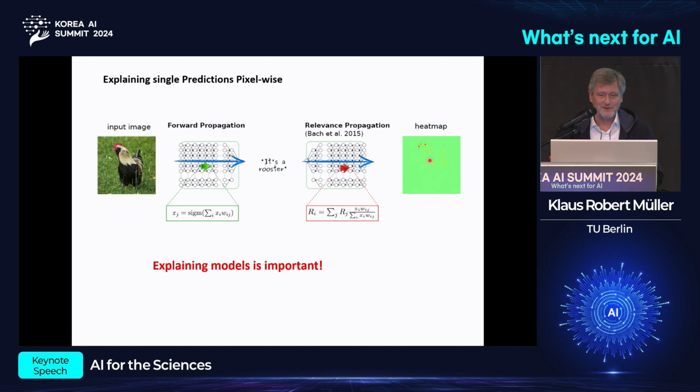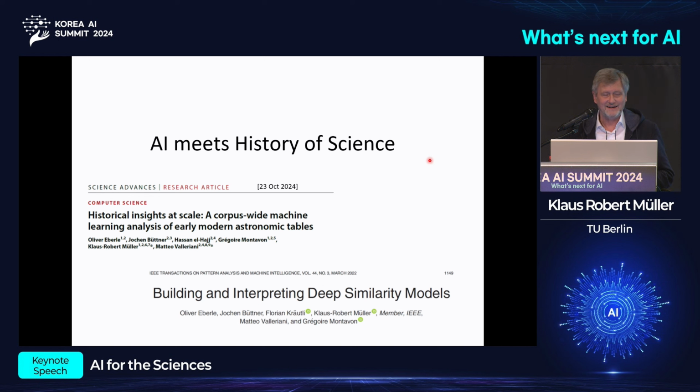So I will start out with AI meeting the history of science. I have chosen this because it's very unusual as an AI application. And it's a paper that just recently appeared, and the XAI part is based on this PAMI paper that is already a bit older. Let me give you a bit of a background of why this is interesting and what we are looking at.